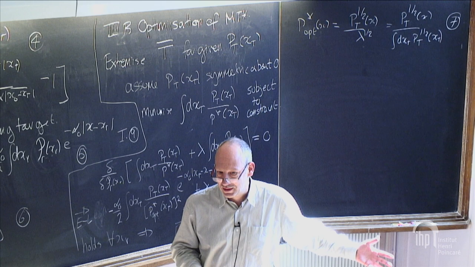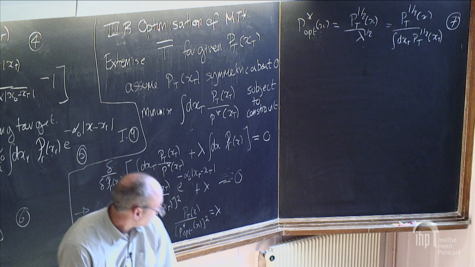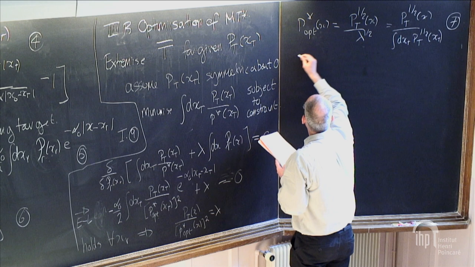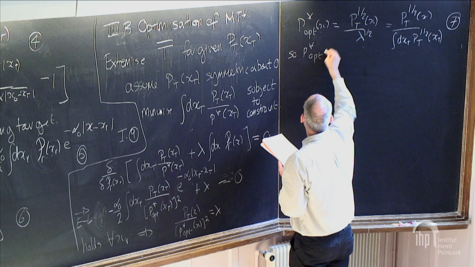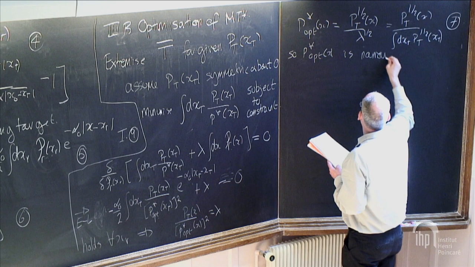So let's just do an example. The thing to note there is that the optimal P star is in fact narrower than the target distribution, because it's a square root.